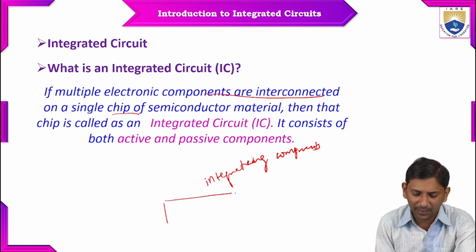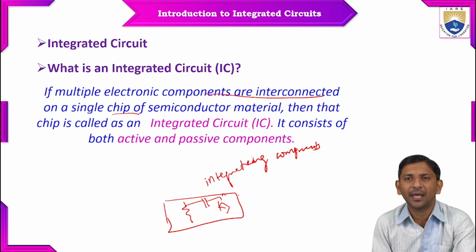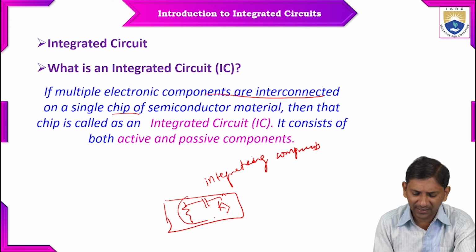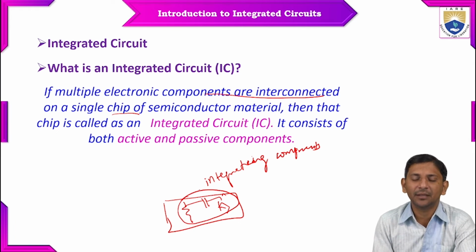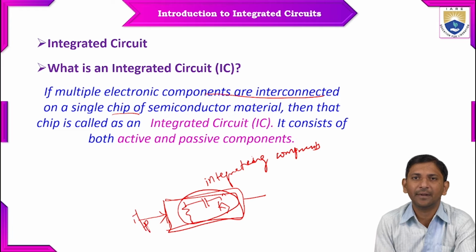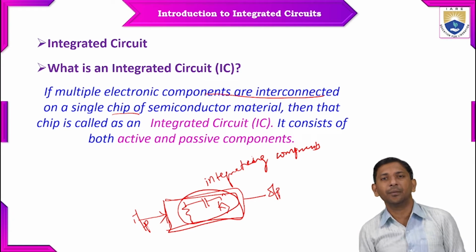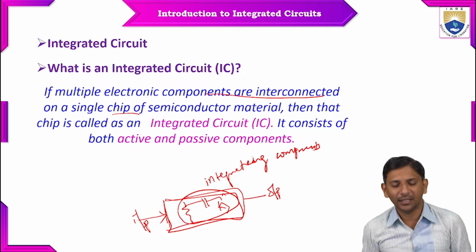If you take any circuit with resistors, capacitors, or transistors, and connect them as a circuit, we place this circuit into a single block. We make it into a single chip, which is called an integrated circuit, where we apply an input signal and observe the output signal using output devices. We are integrating our circuit.